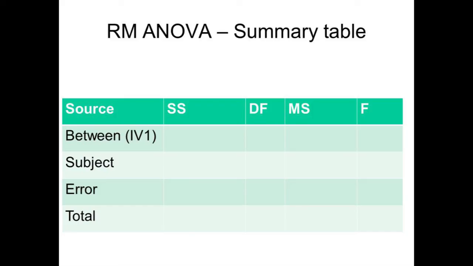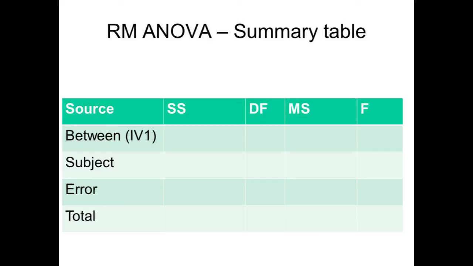Now, if I were going to show you how to calculate this, which I won't, this is the summary table we would use. Let's say we were interested in student scores on a test at pre-test, mid-semester, and then at end of term. So we have one related independent variable, which is time of testing. Then we'd have to work out the sums of squares for the between variable, for the subject, and the total. And then the error is going to be the total minus the between and subject.